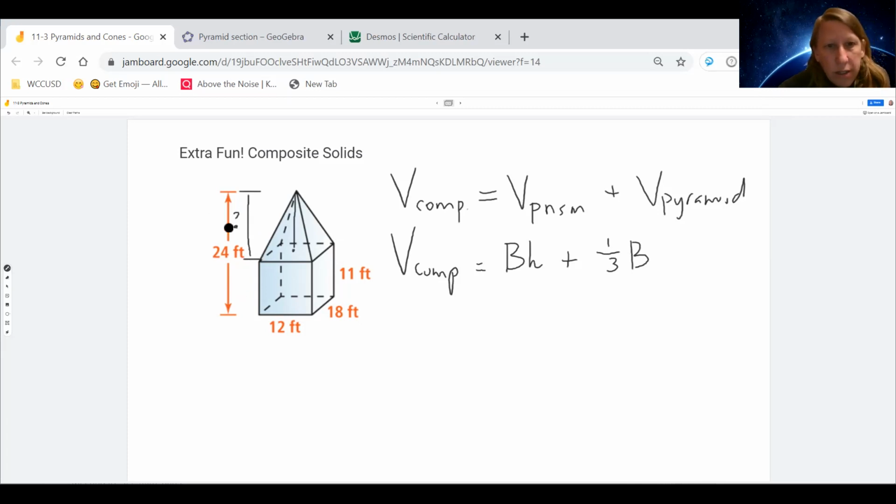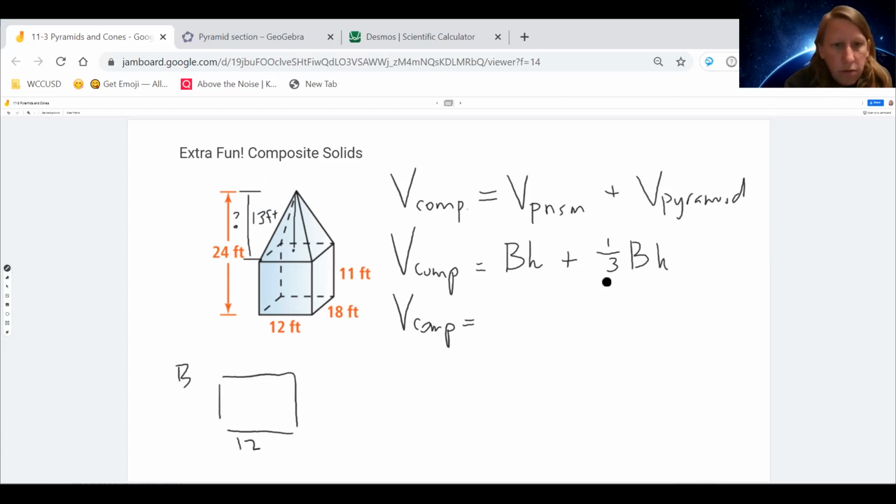Well, one way to look at that is the whole thing's 24 and this part of it's 11. So if we do 24 minus 11, we get what? 13? Yeah. Okay. So this height and this height are different. These base areas are the same. So the volume of the composite is going to be the base area times the height. I'm going to do base area off to the side because I don't want to get confused.